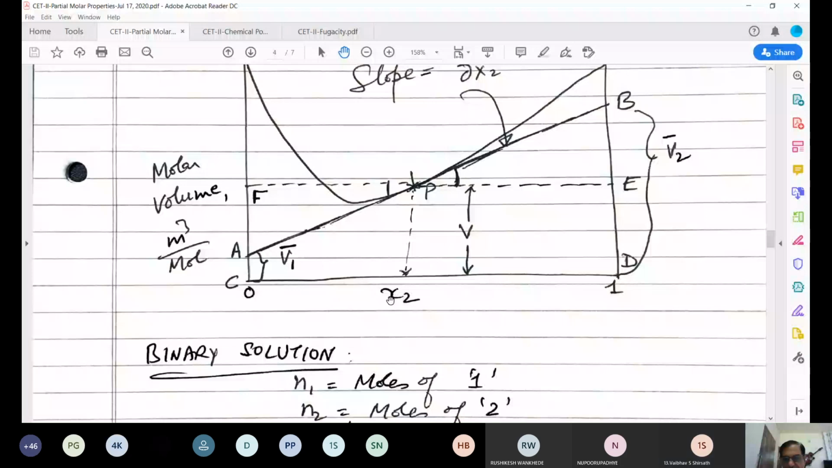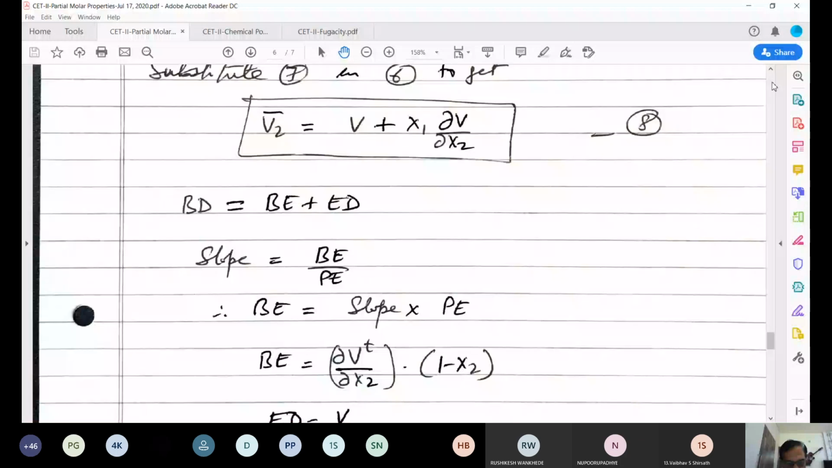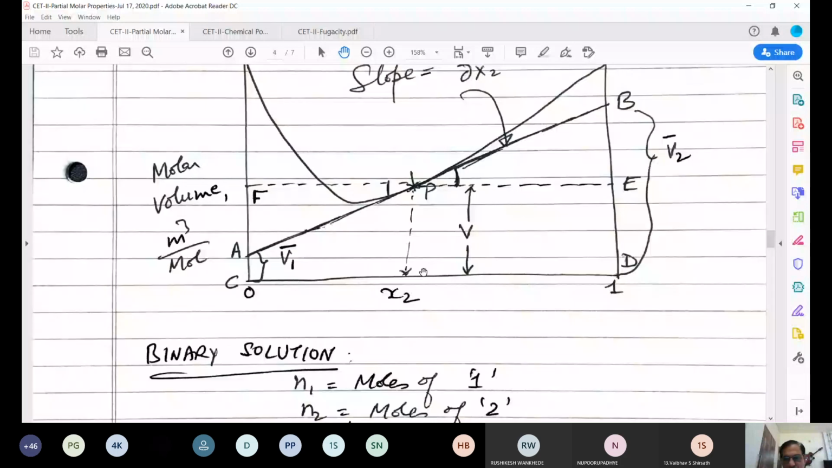No sir, I did not understand. What did you not understand? How did that 1 minus x2 come? The x-axis is 0 to 1. This is mole fraction, right? Mole fraction is always between 0 and 1. So here x2 is the value, here 1 is the value, so how much will this distance from x2 to 1 be? What is the value? From here to here is x2. Suppose say it is 0.4, so this is 0, this is 0.4, this is 1, how much will this distance be?